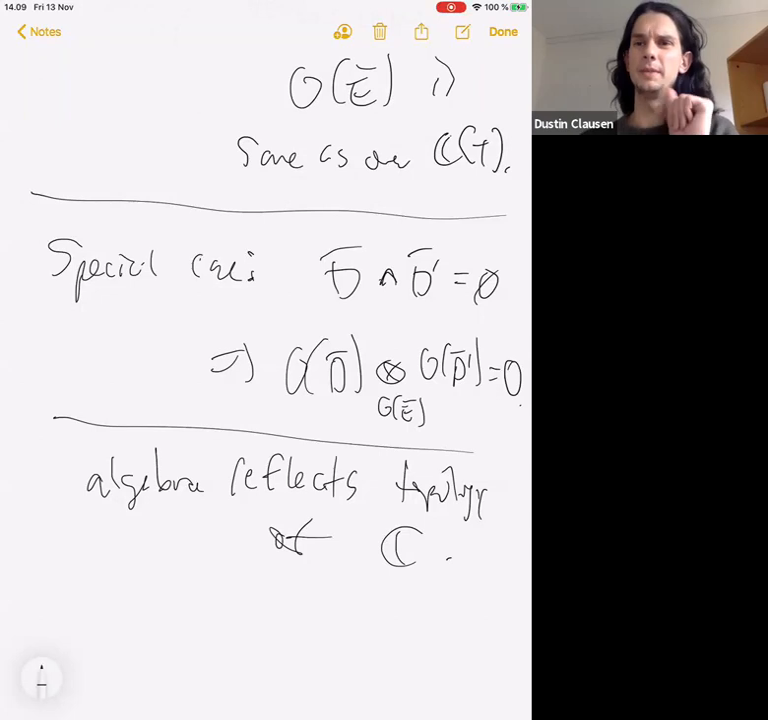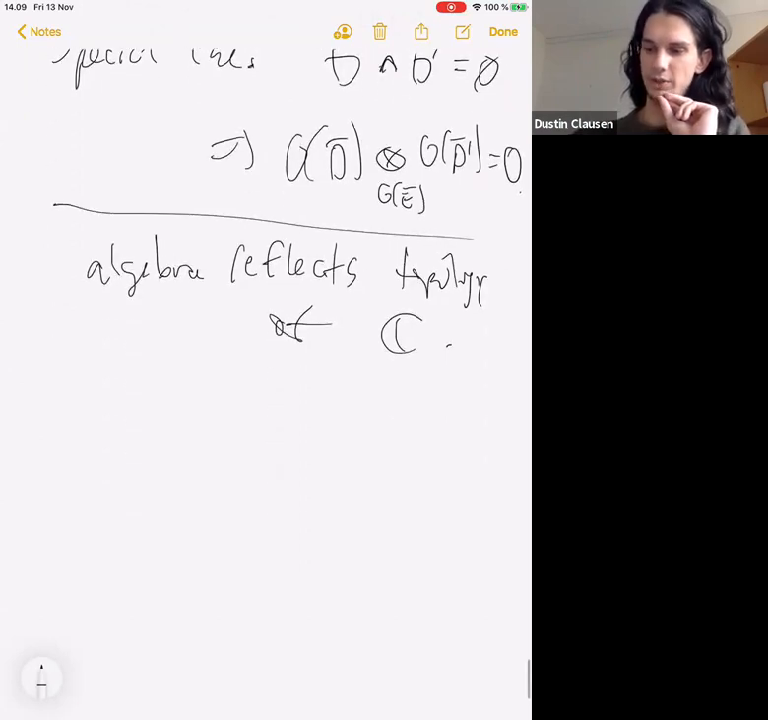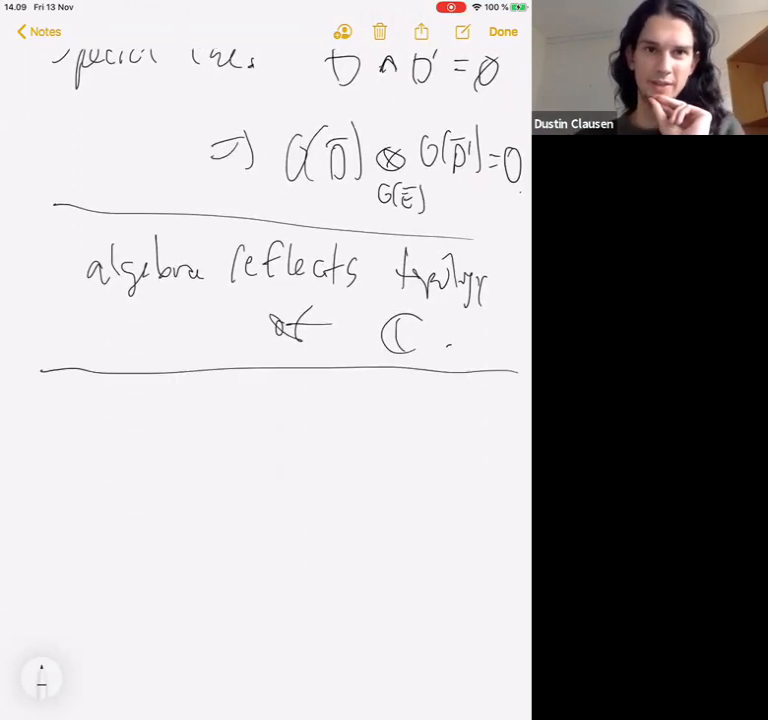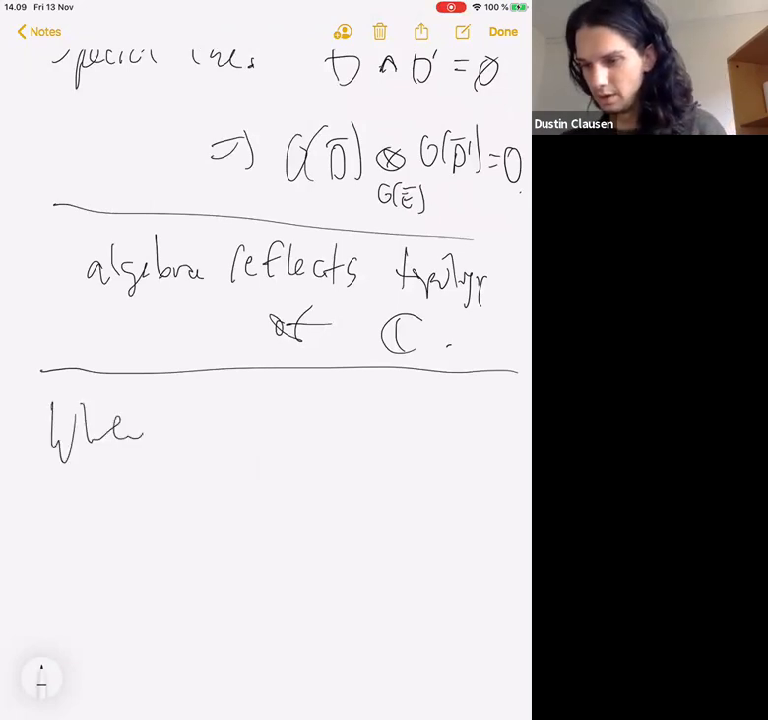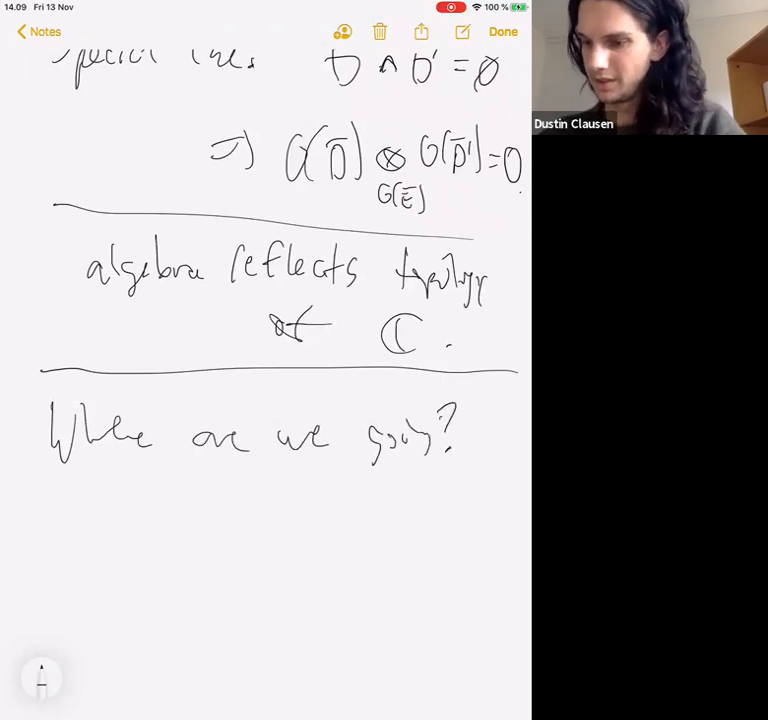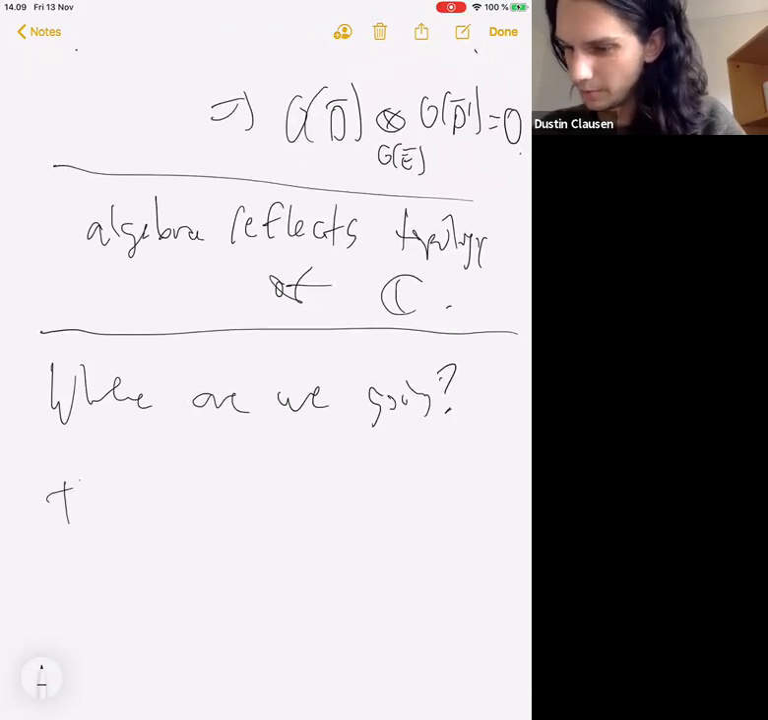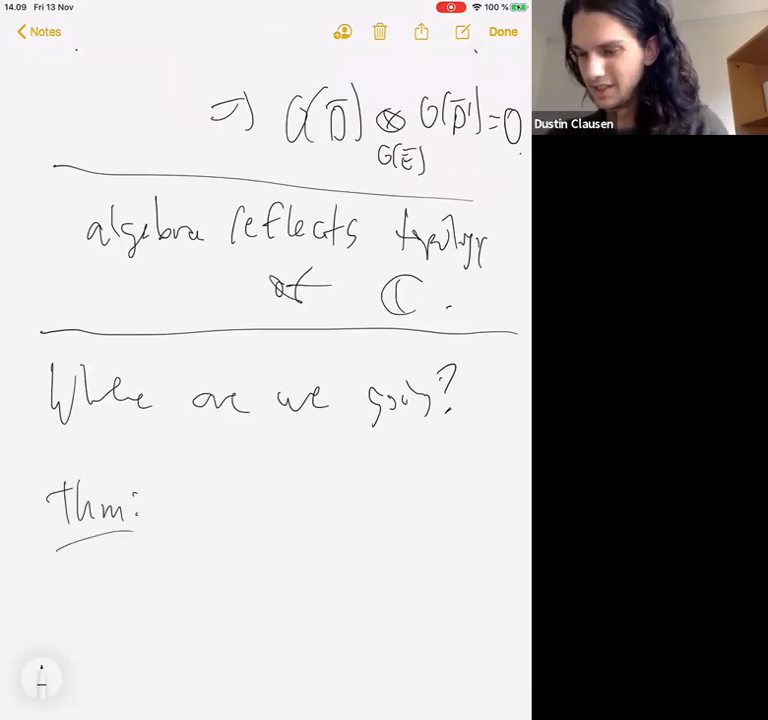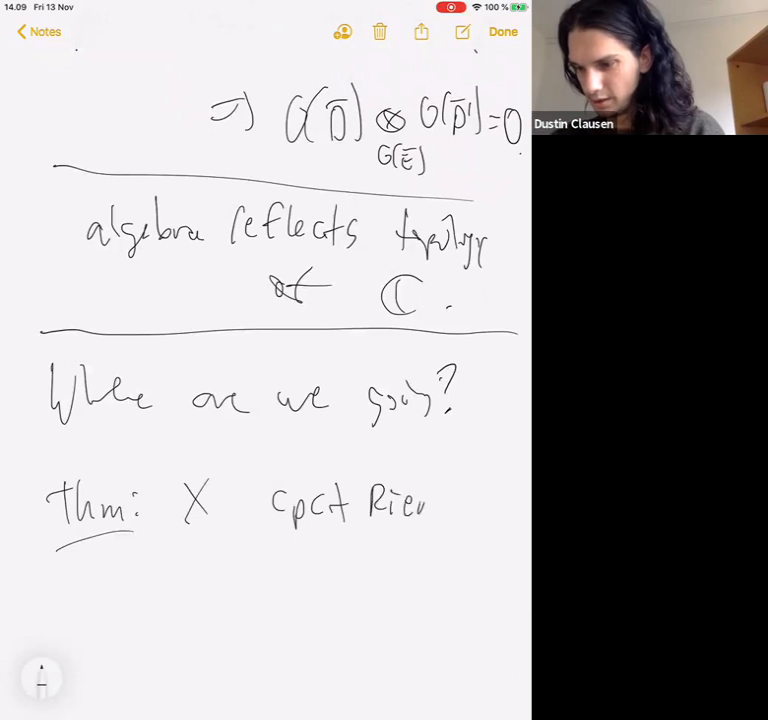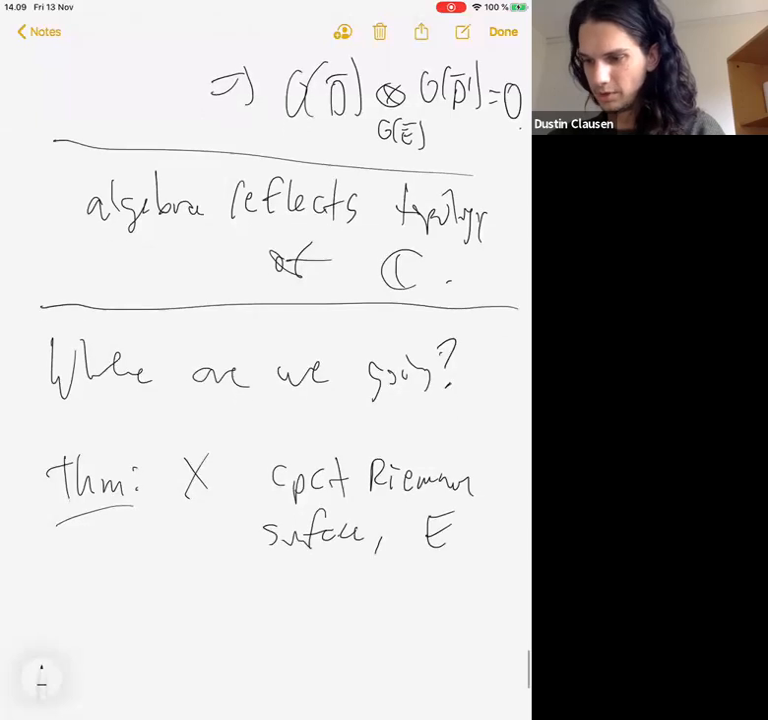But actually already, maybe, let me explain where we're going. And then maybe I can make a remark which will help indicate why it's good to have the liquid theory and not work in the classical context. So where are we going? We want to reprove 2 classical theorems. So let X be a compact Riemann surface and E a holomorphic vector bundle.